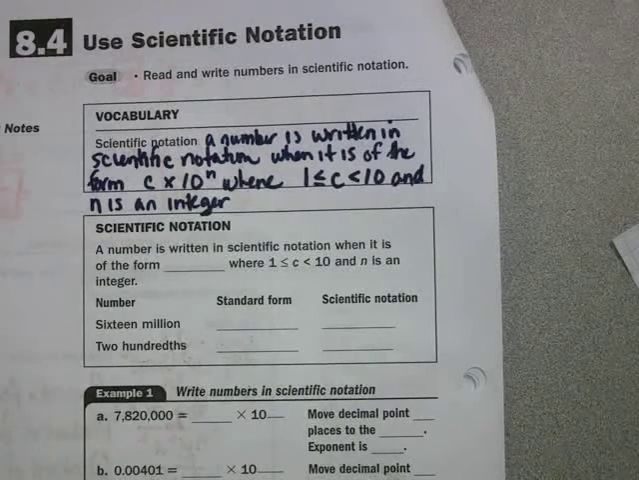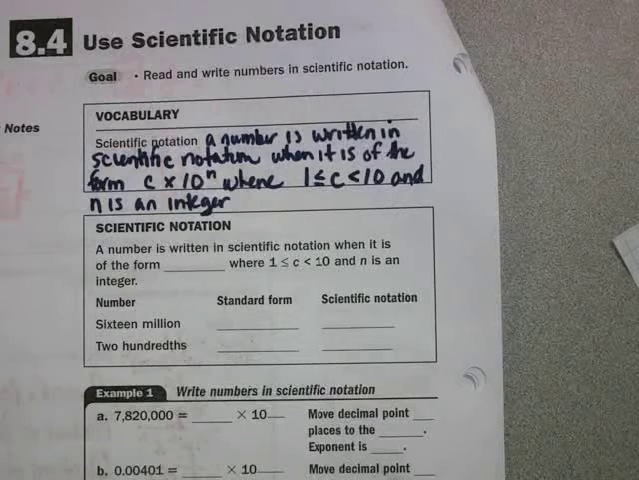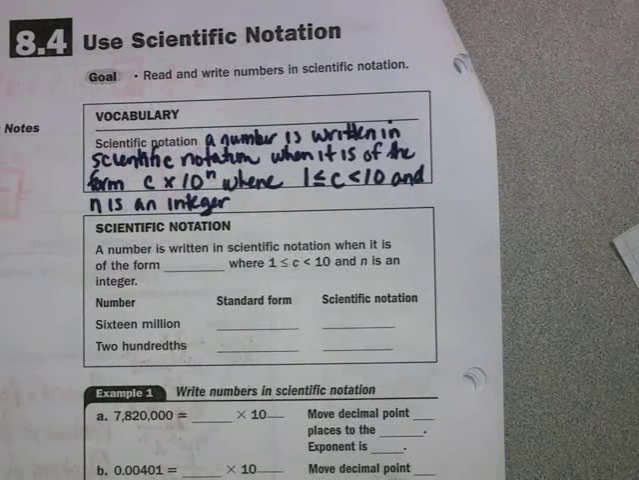Okay, so we're going to just refresh your memory about scientific notation because we've done it in science already. A number is written in scientific notation when it's of the form c times 10 to the power of n, which you will recognize looks like order of magnitude. And then c can be greater than or equal to 1, and it has to be less than 10.